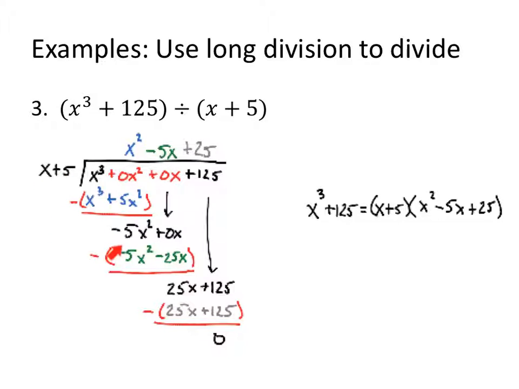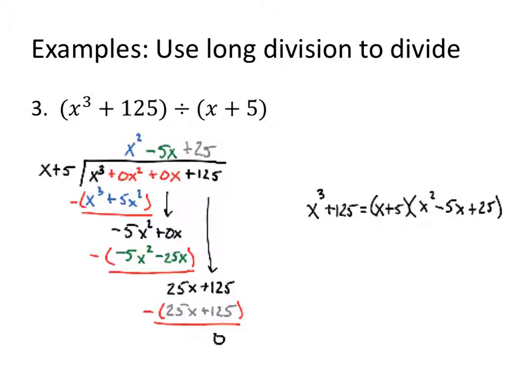When I subtract, I get negative 5x squared, and I'll bring down my 0x. I ask myself, what do I multiply x by to get minus 5x squared, and that happens to be a negative 5x, so I multiply. Draw the line, minus sign. When I subtract, I get 25x, bring down the 125. What do I multiply x by to get 25x? I multiply by 25, so I do so. Draw the line, minus sign, and I get a remainder of 0.